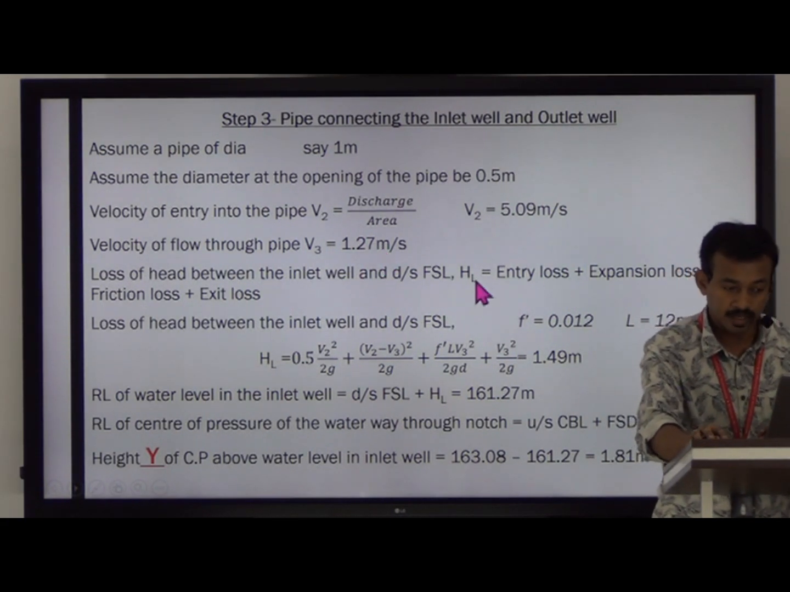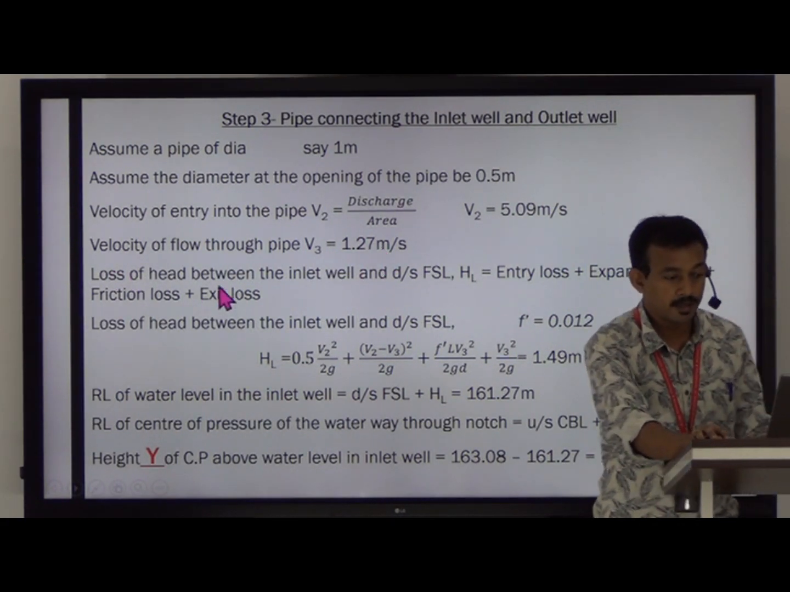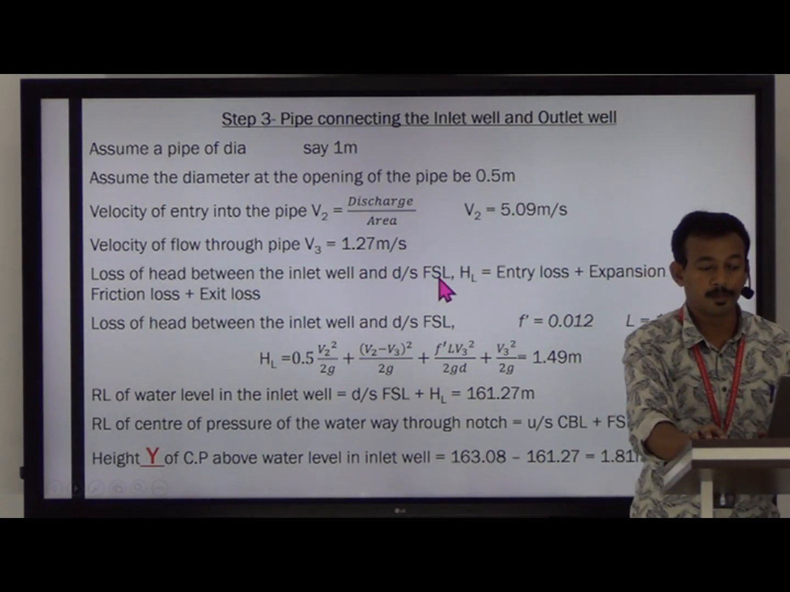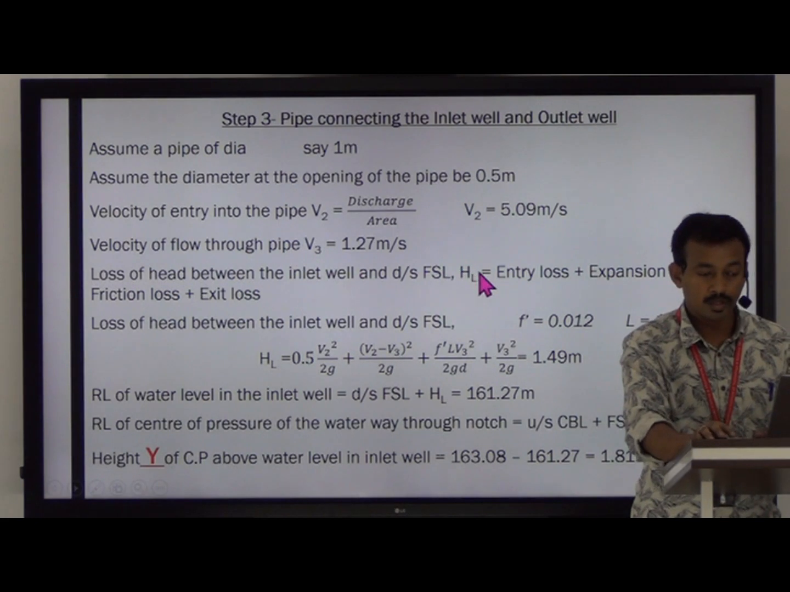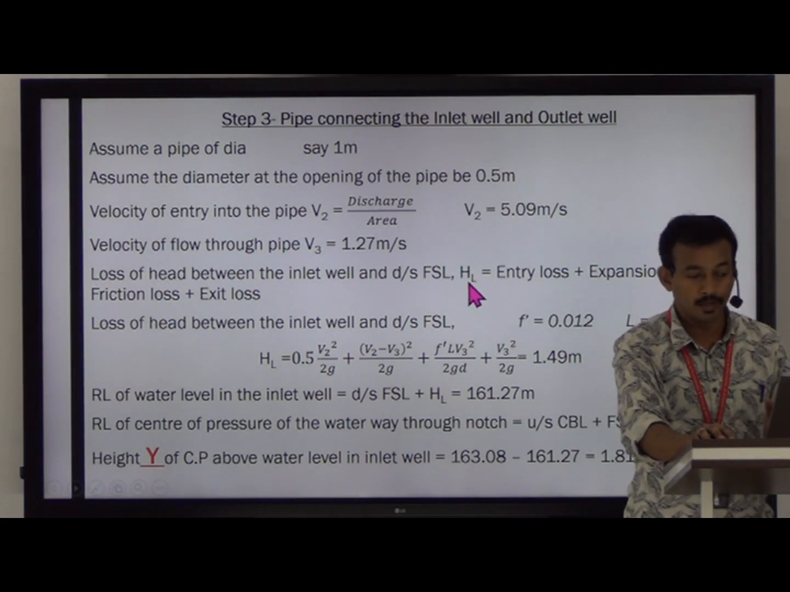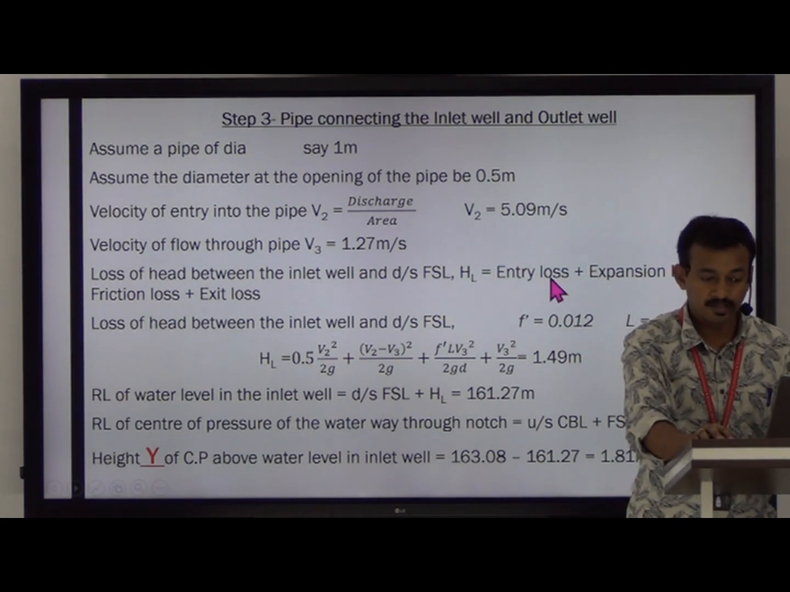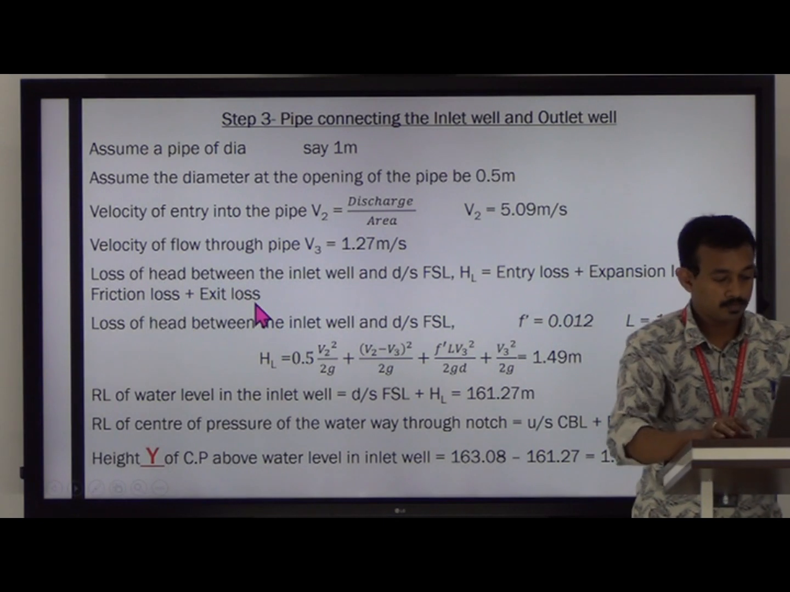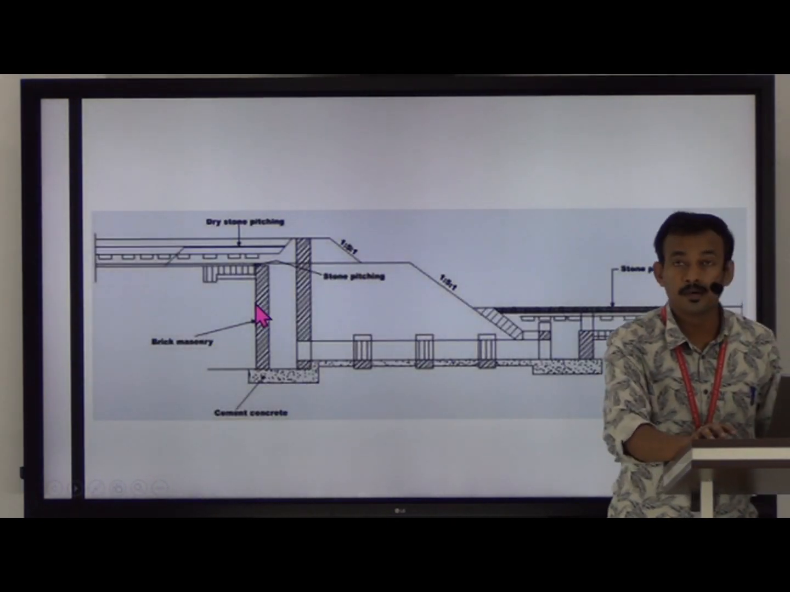Now the head loss calculation. Loss of head between the inlet well and downstream full supply level, the total head loss here, will be entry loss plus expansion loss plus friction loss plus exit loss. I will explain with the aid of this figure.